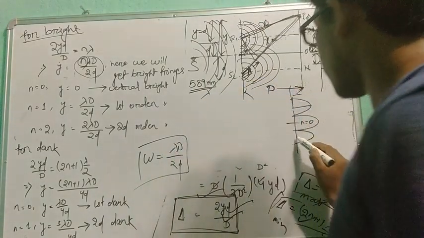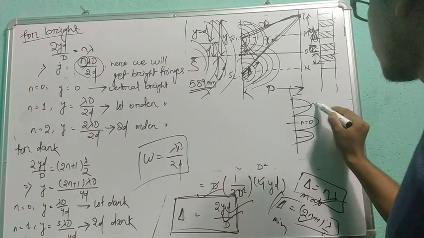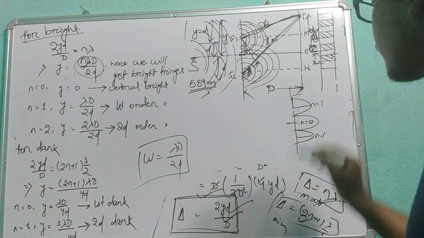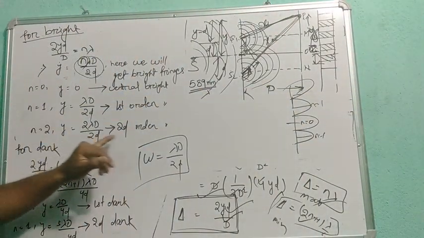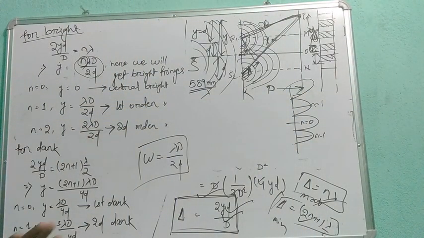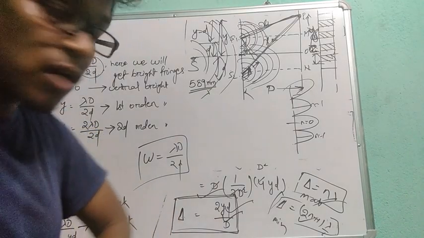These two are first order, n equal to 1. Like this, second order, and you will get like that. This is your third order. Now we will calculate the width. I would like to show you how to calculate the width.